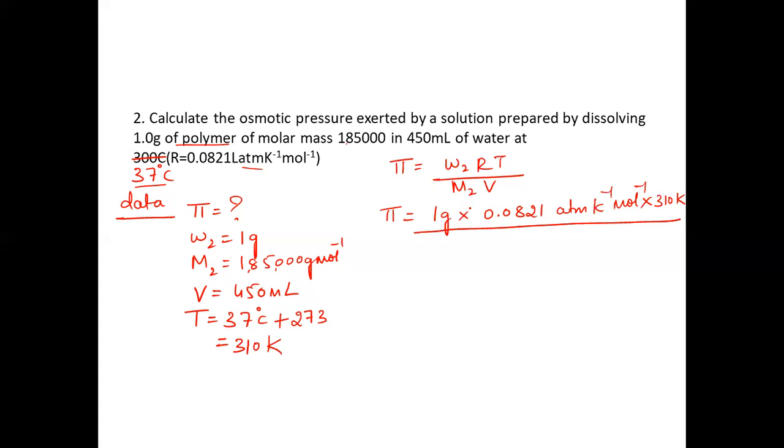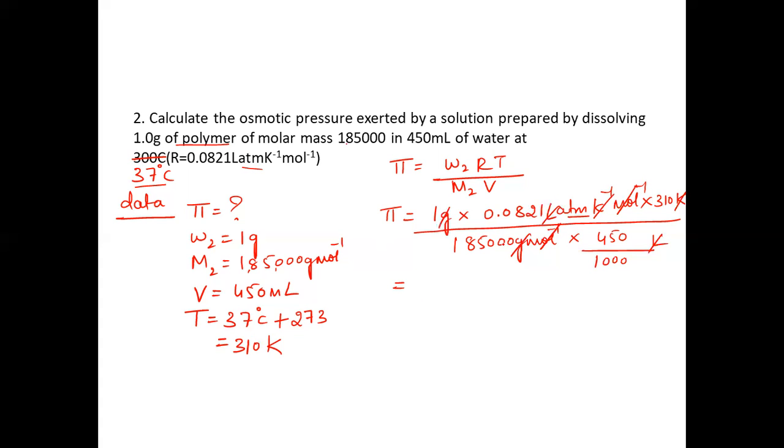Whole divided by molecular mass, how much have they given? 1,85,000 grams per mole. The unit is not given, we can write it. Volume given is in ml, therefore divided by 1000, so the ml will be converted into liters. Now see here, Kelvin per Kelvin got cancelled, per mole got cancelled, gram got cancelled, and liter got cancelled. Only atmosphere is remaining, and the osmotic pressure unit is the same as the pressure unit.